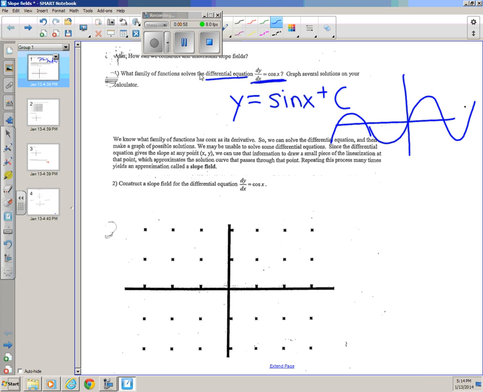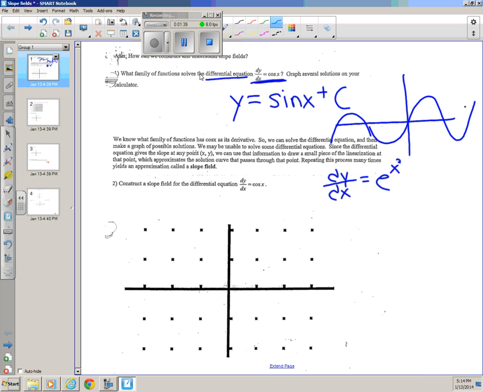Okay, so let's look down at this explanation. We know what family of functions has cosine x as its derivative, so we can solve the differential equation and then make a graph of its possible solutions. We may be unable to solve some differential equations. So for instance, we may have something like dy/dx equals e to the x squared. We can't solve that and get an explicit function that has e to the x squared as its derivative. But even if we don't have an exact formula for the function, we can still get an idea of its shape.